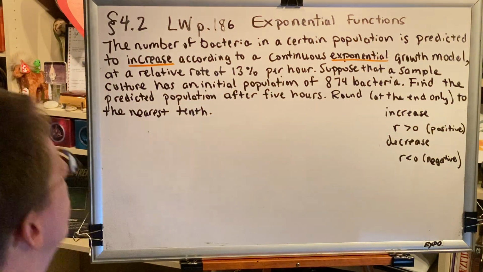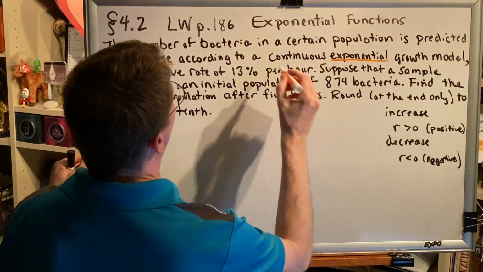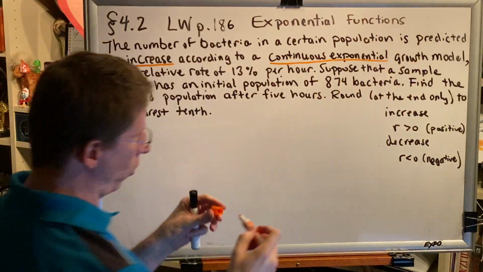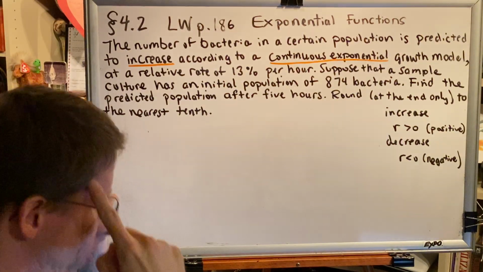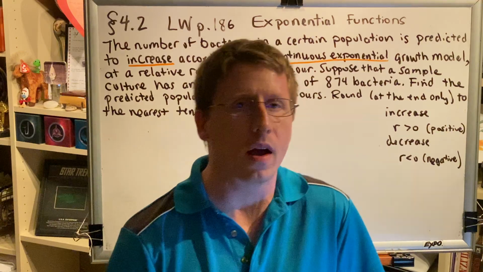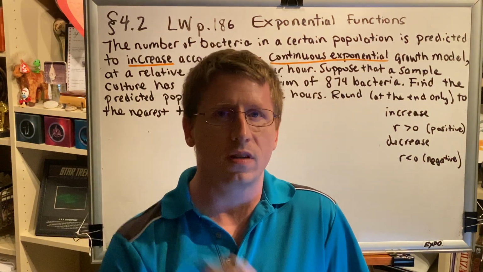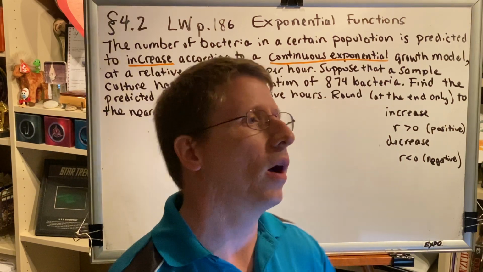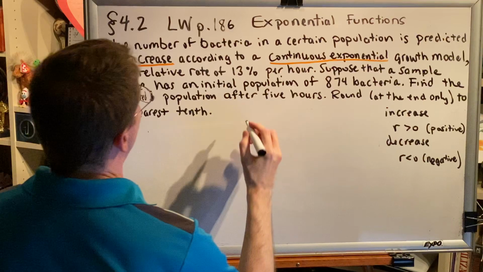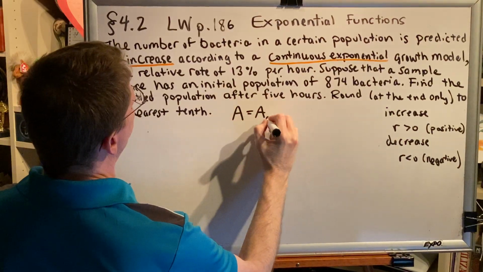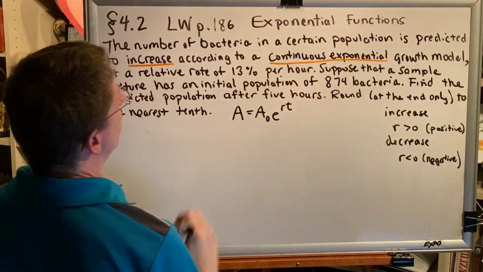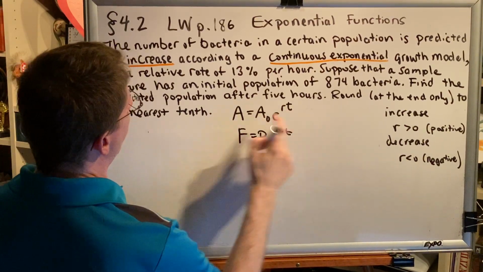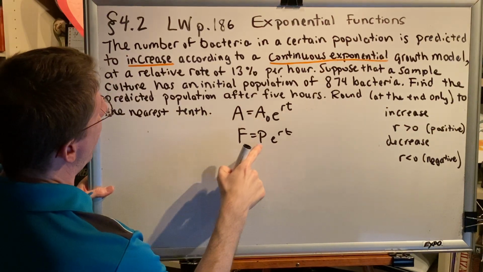All right, so there's a couple of things in here that we want to draw your attention to. The first thing is that it says it's a continuous exponential growth model. Whenever it says continuous, that's a special formula. For money, that was the PERT formula, but in this application, it's the generalized formula, A equals A naught e to the RT. This is very similar to the PERT formula.